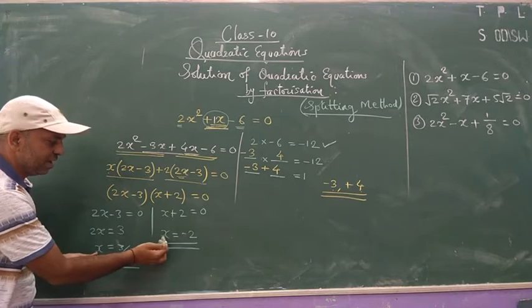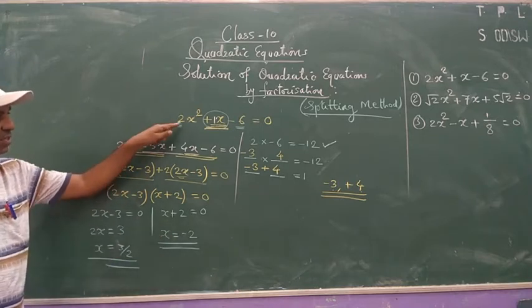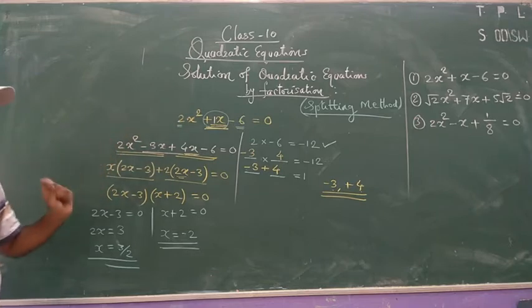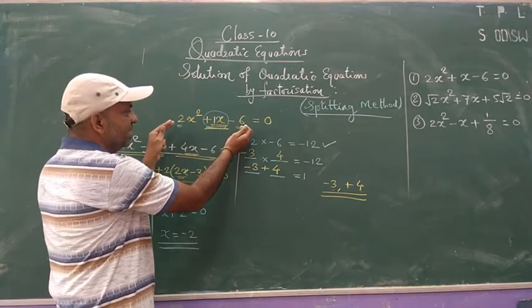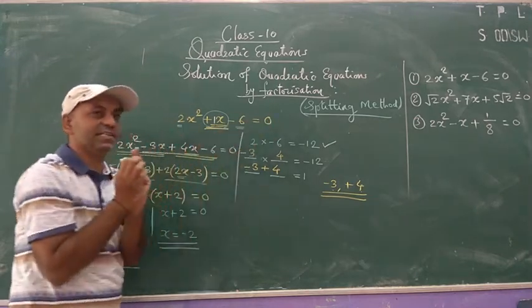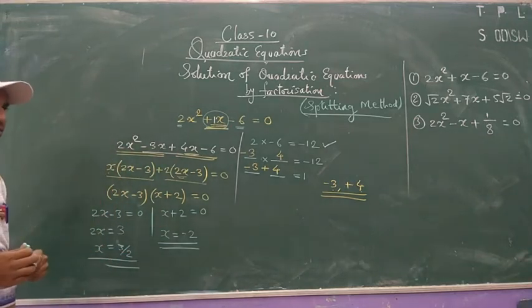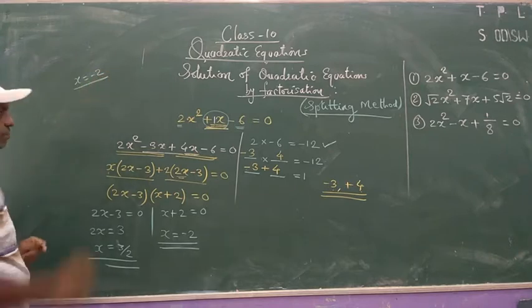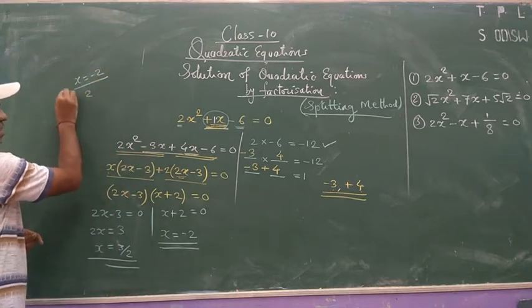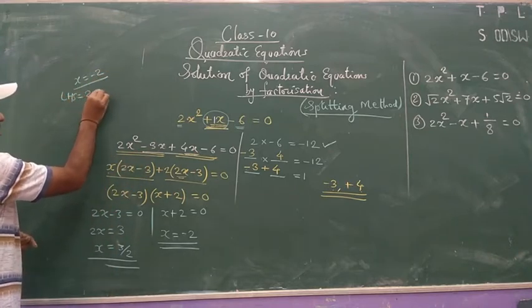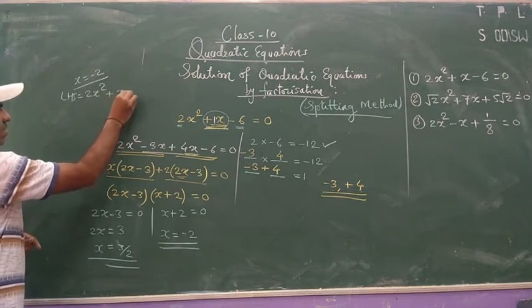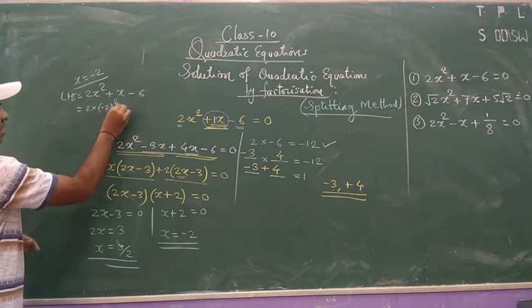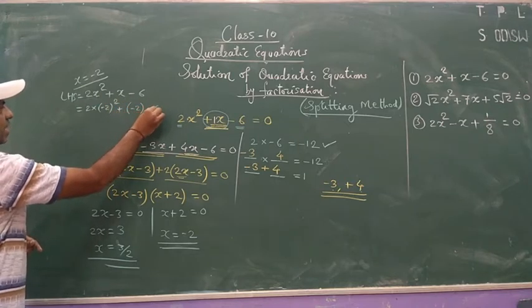It means the values of these x, when you substitute in this equation, satisfy it. It means LHS is equal to RHS. Okay, let me verify here. If I substitute x is equal to -2, see, LHS is 2x square plus x minus 6. So 2 into (-2) square plus (-2) minus 6.